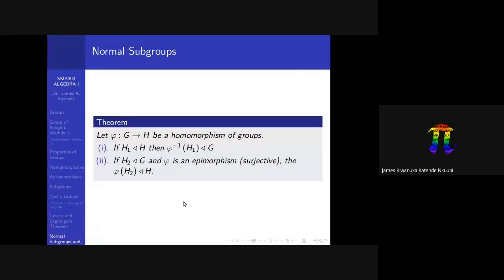So this theorem says the following. If you have a homomorphism from G to H, where G and H are just groups, if H1 is a normal subgroup of H, then the preimage of H1 will also be a normal subgroup of G. So that's another way. If I have a map between two groups, and a normal subgroup in H, then the preimage of that normal subgroup will be a normal subgroup in G. Okay.